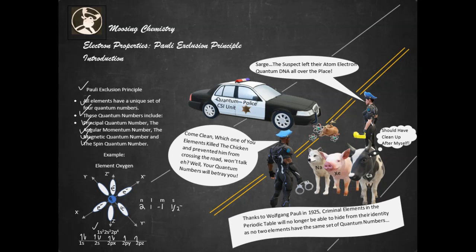Now, as you can tell, oxygen has a unique set of quantum numbers that's different from nitrogen, fluorine, or whatever element on the periodic table. No element on the periodic table has that set of quantum numbers. And that's what the Pauli exclusion principle is all about.